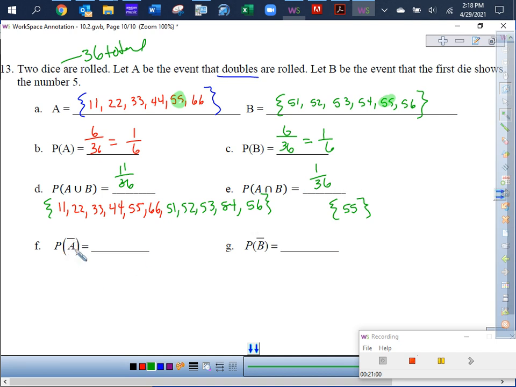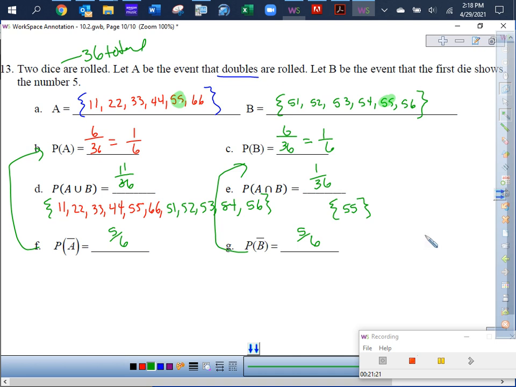Probability of not getting something in A, well, if the probability of A is 1/6, then the probability of that not happening is 1 minus that. Same thing here, 1 minus the probability of B would be 5/6. So that was a pretty quickie little lesson. Let us know if you have any questions.